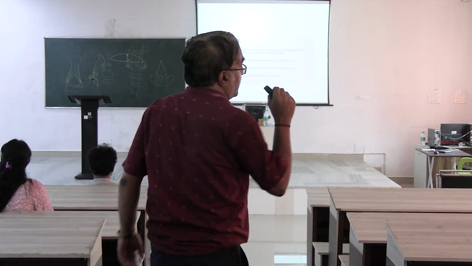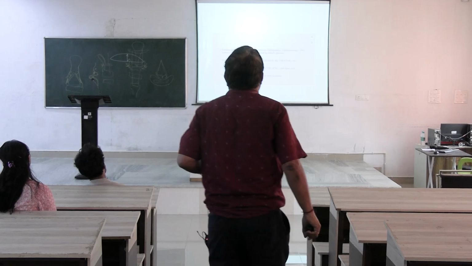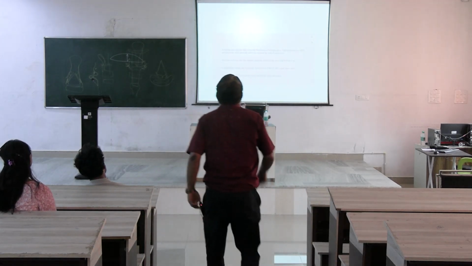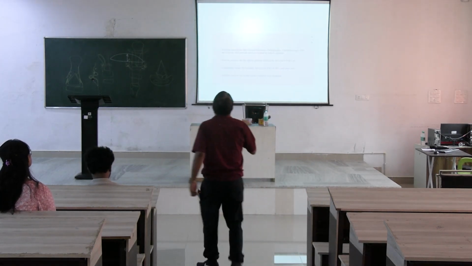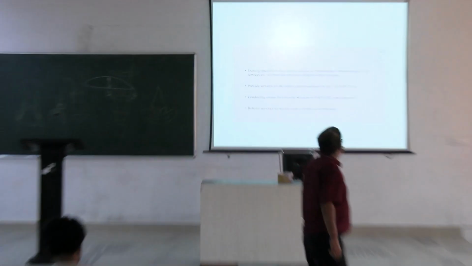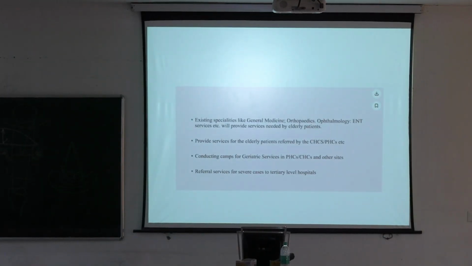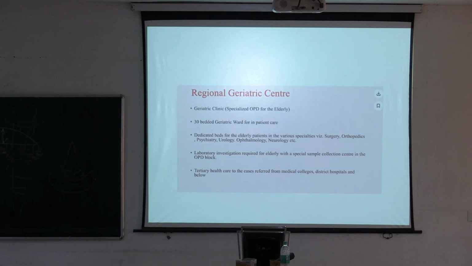So, now here is the question. Geriatric medicine is a subject by itself, but what are the other specialties that need to come? You need existing specialties like general medicine, orthopedics, ophthalmology, ENT to provide services needed by elderly patients, conducting camps for geriatric patients, and referral services for severe cases to tertiary level hospitals. Okay, so you have your existing specialties, they are also adding to it, and these are the other services which are required. Regional geriatric center is most specialized.